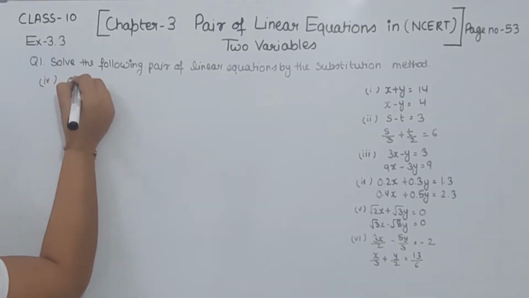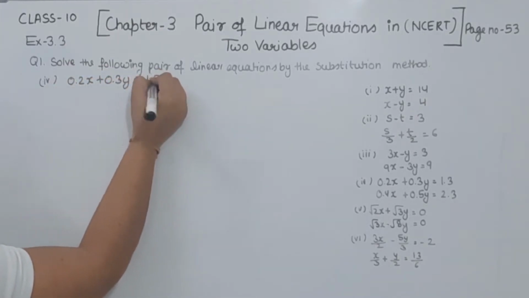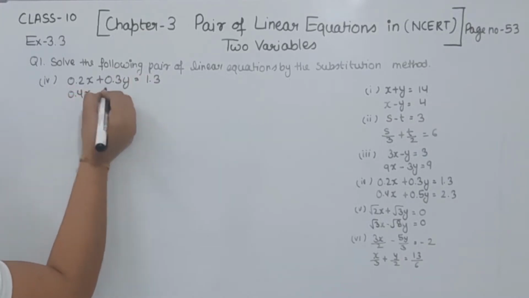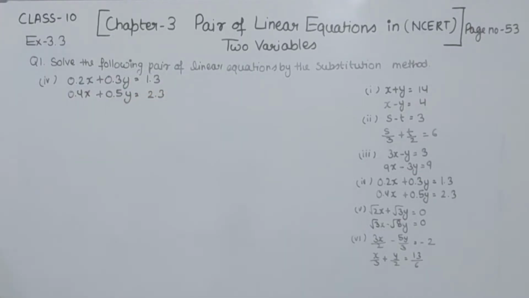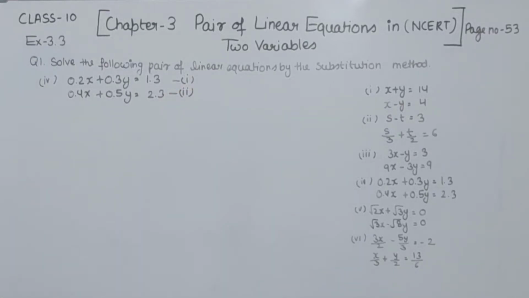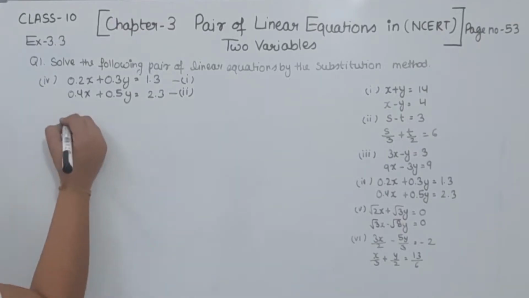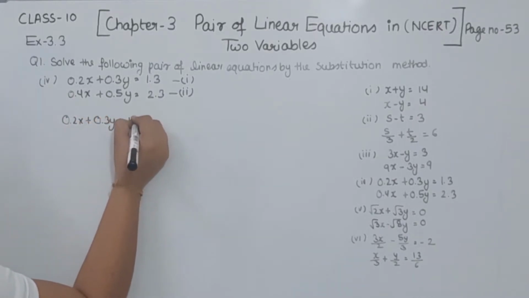We have the equations 0.2x plus 0.3y equal to 1.3, and 0.4x plus 0.5y equal to 2.3. This one is equation number 1 and this one is equation number 2. Now we are going to take one equation from both of them. Here I am taking equation number 1. So I'm going to write here 0.2x plus 0.3y equal to 1.3.